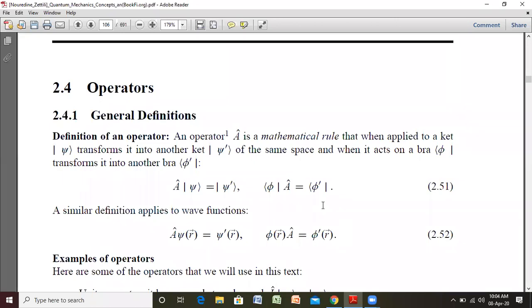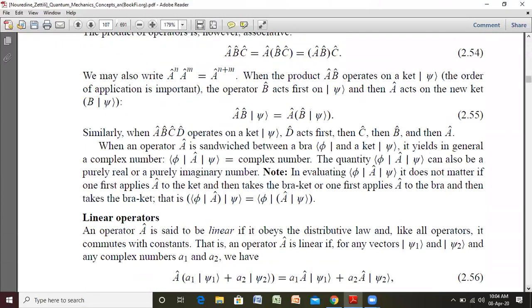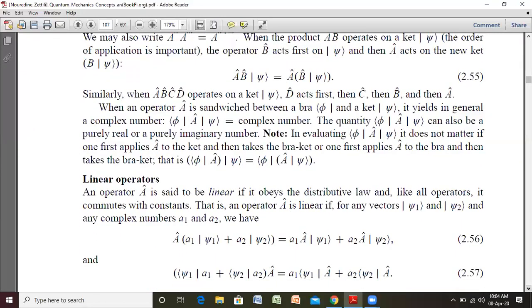As you know, whenever we apply the operator on a ket, it will transform the ket into another ket. Just like this, an operator when it operates on psi, it transforms into another ket, psi prime, and similarly like that. And we discussed different properties of these operators. I will not discuss them again because you know them.